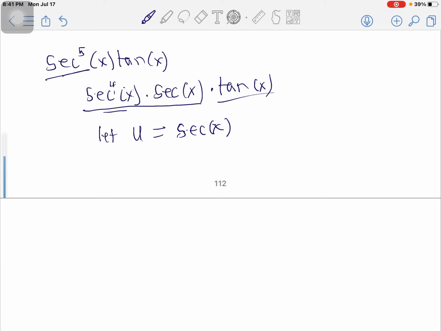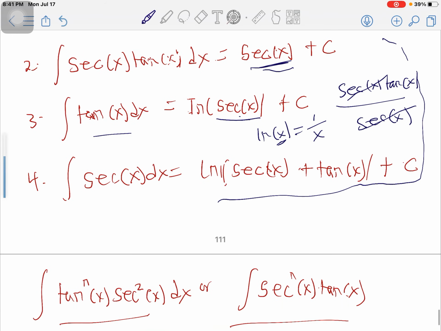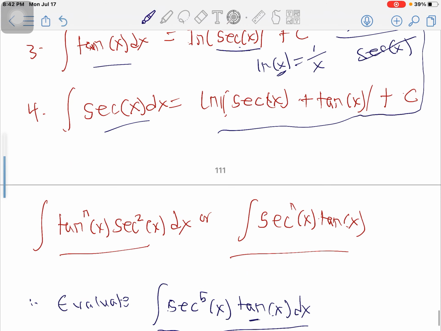So now let's say that u equals sec x, and the idea is to eliminate this tan x in such a way that we get everything in terms of sec x. And don't forget the differential of sec x, which we wrote here: the ln of sec x plus tan x.